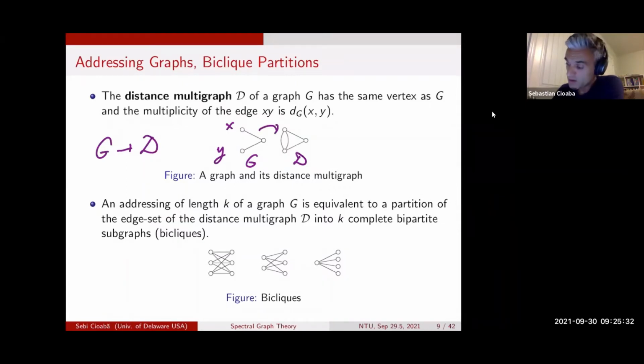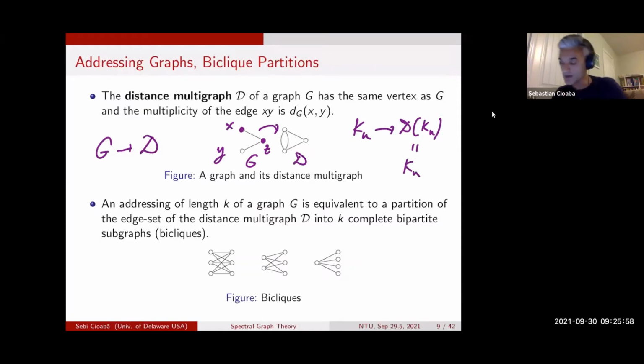Now, for the other vertices, if I have this vertex X and this vertex Z here, the distance between them in the graph is 1. So I just keep one edge and so on. So that's how you construct the distance multigraph. And it's easy to see, for example, that if I have Kn, the complete graph on n vertices, then its distance multigraph is the same as Kn because all the vertices are adjacent to each other.